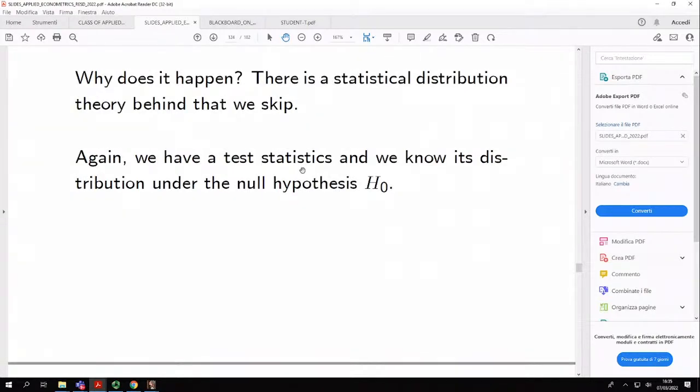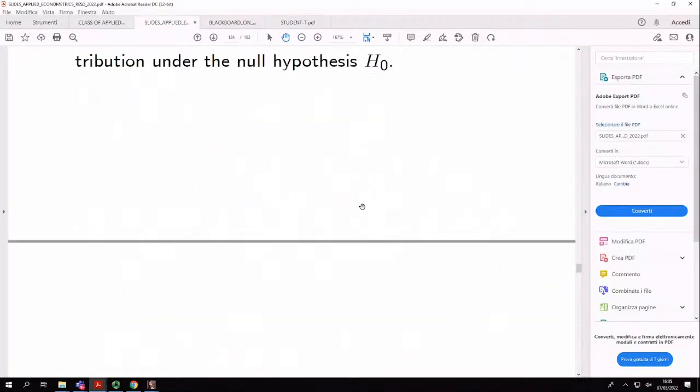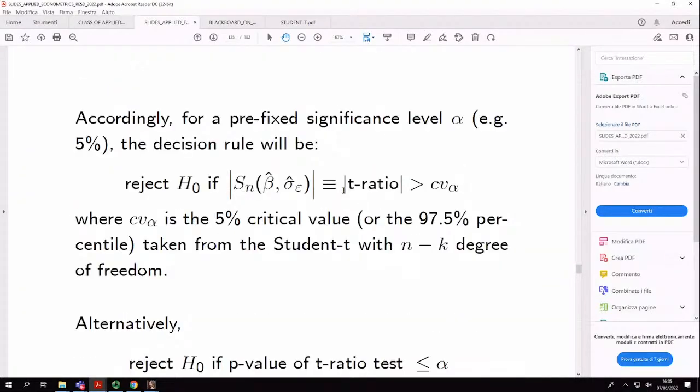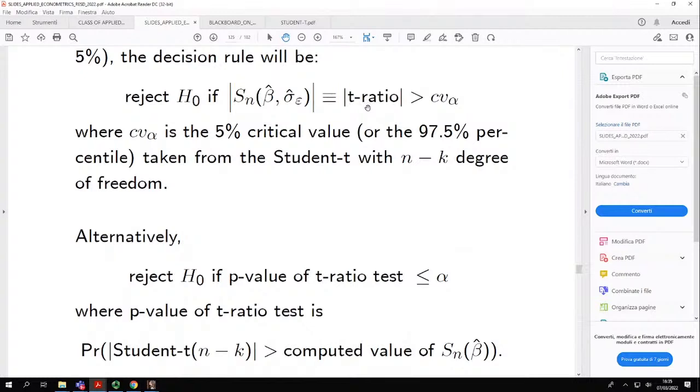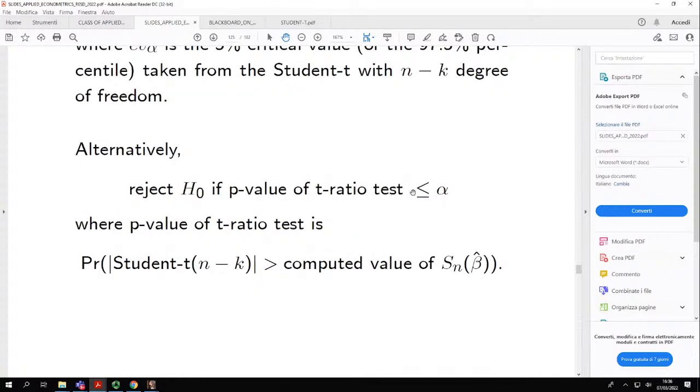Again, we have a test statistic. We know the distribution of my T ratio under the null, which is student T. We have all the ingredients to decide whether to reject or not the null. So we reject the null if the T ratio in absolute value is larger than the critical value alpha. But now the critical value alpha is taken not from the normal, but from the student T. So I have to go to the table, but as I showed you before, I don't need to go to the table because the package will provide me with the p-value. So the other way is you reject the null if the p-value associated with your T ratio test is less than alpha.